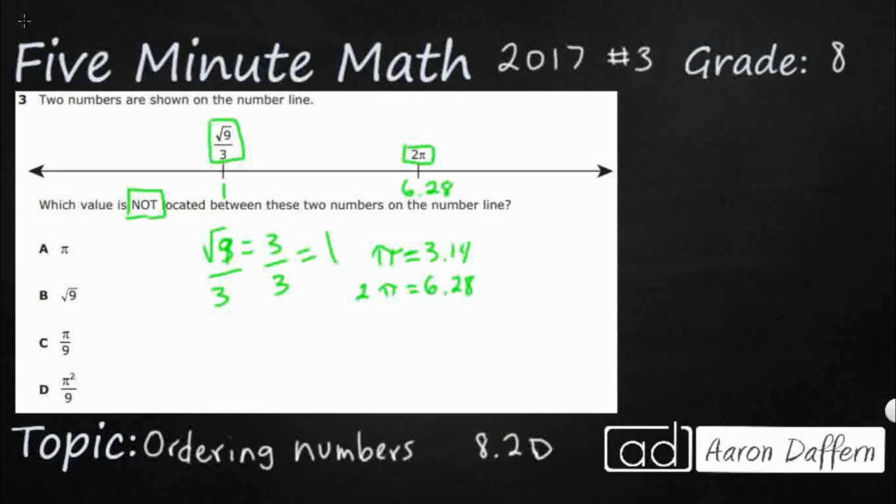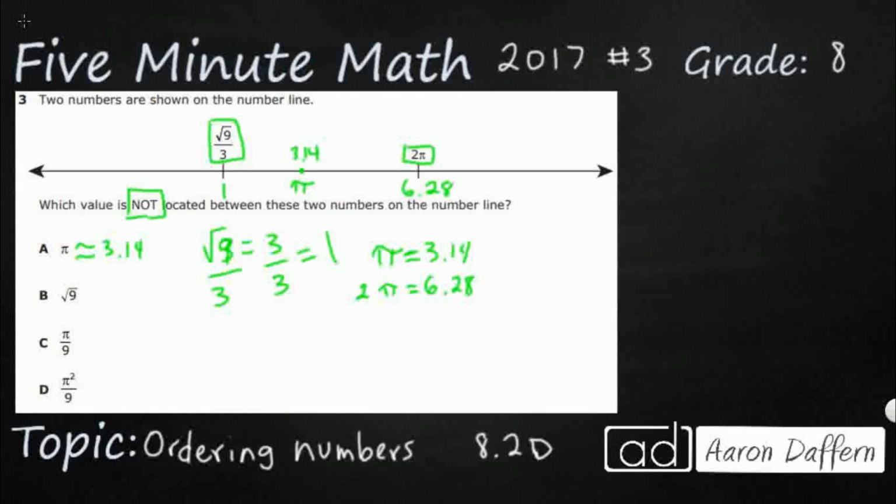All right, so let's look at these numbers. I've got A is pi. Well, we just put down that that is approximately 3.14. So yeah, that's easily going to land, let's call that pi right there. Not sure where it is exactly, but it's definitely in between those two. It's about 3.14.